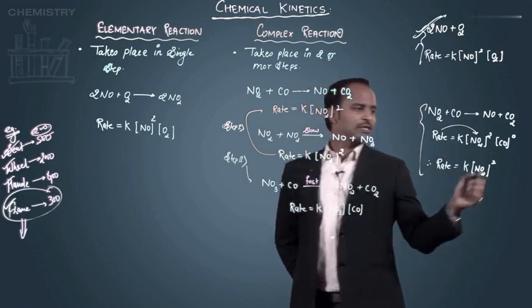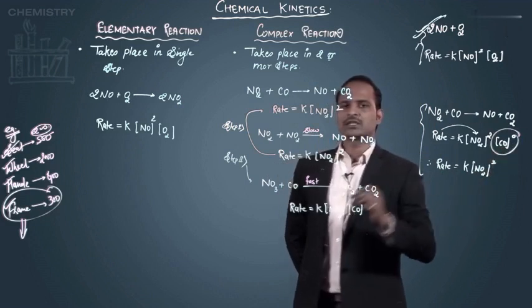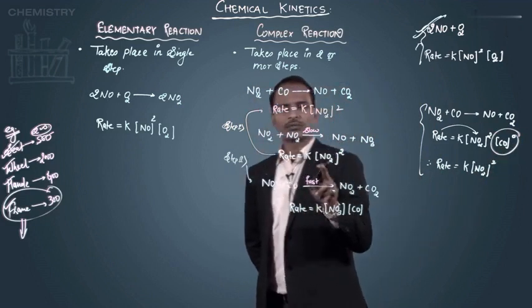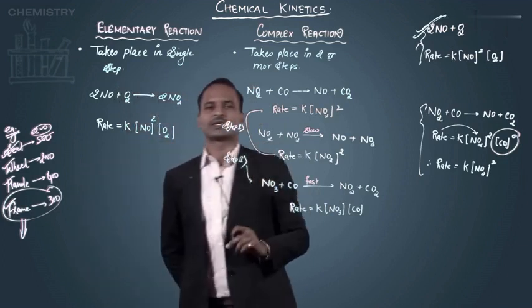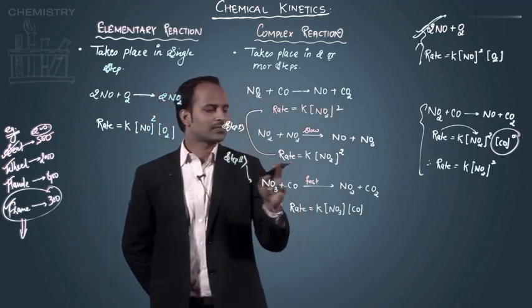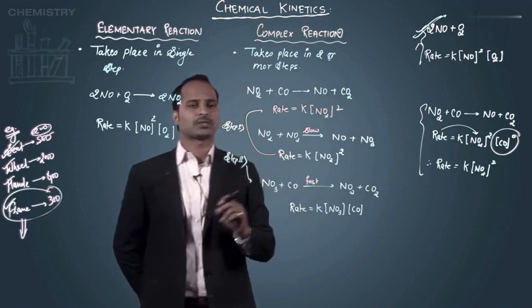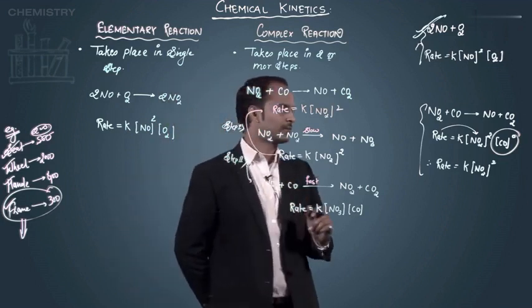Now in the case of this, I said the CO raised to 0. Why do we consider the carbon monoxide is 0? Because the carbon monoxide doesn't take part in the slowest step. And since carbon monoxide is not present in the slowest step, that's why the rate of reaction does not depend upon the carbon monoxide.